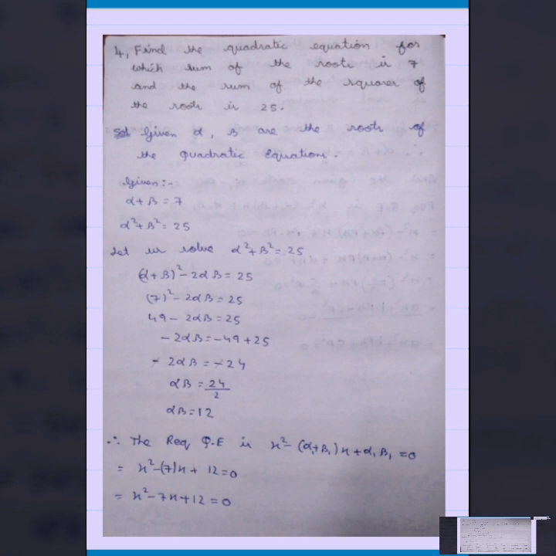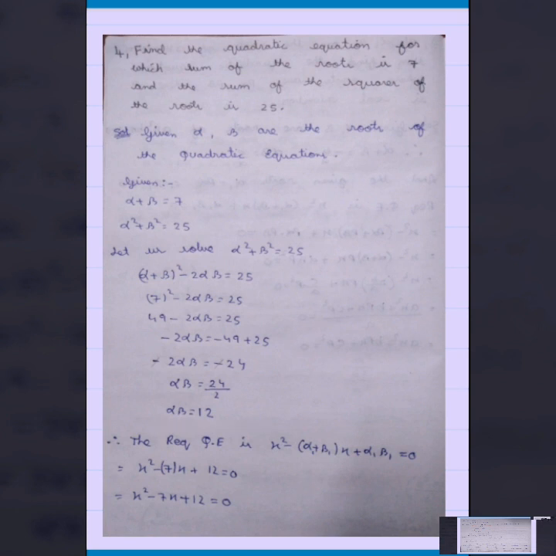So if we send 49 towards right side, then it becomes minus 49. So minus 2 alpha beta is equal to minus 49 plus 25. So minus 2 alpha beta is equal to minus 24. Minus minus get cancelled, and alpha beta is equal to 24 by 2. So that is alpha beta is equal to 12.